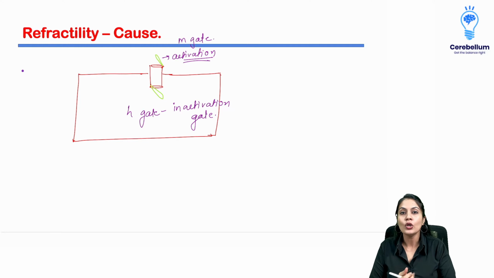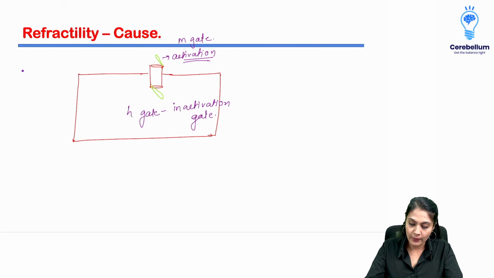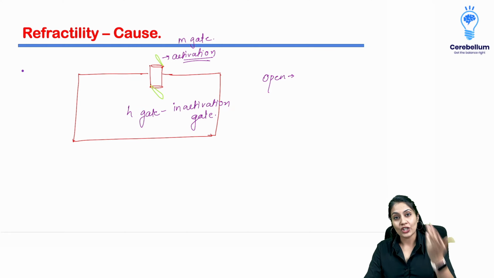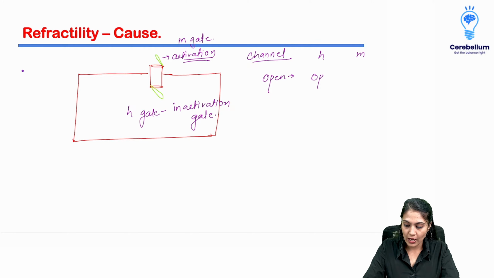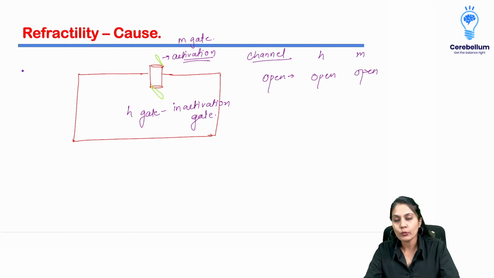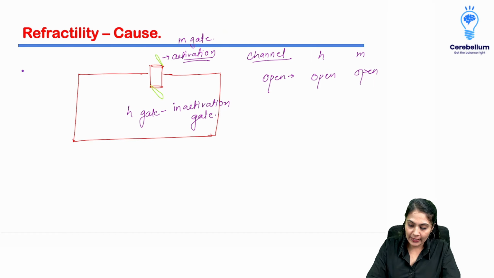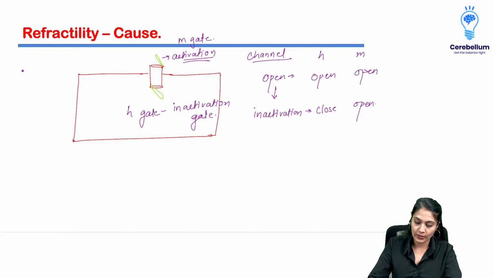Remember, there is a cycle which is going to follow a sequence. What is the cycle? Let's say the channel is open. When we say that the channel is in the open condition, there are two gates, so let's write two gates, H gate and M gate. Both the gates are open. Then I'm going to say that yes, this is the open state, and this open state will be followed by the inactivation state. What is the inactivation? Of course, the H gate is going to be closed and the M gate is going to be open. This is known as the inactivation state.